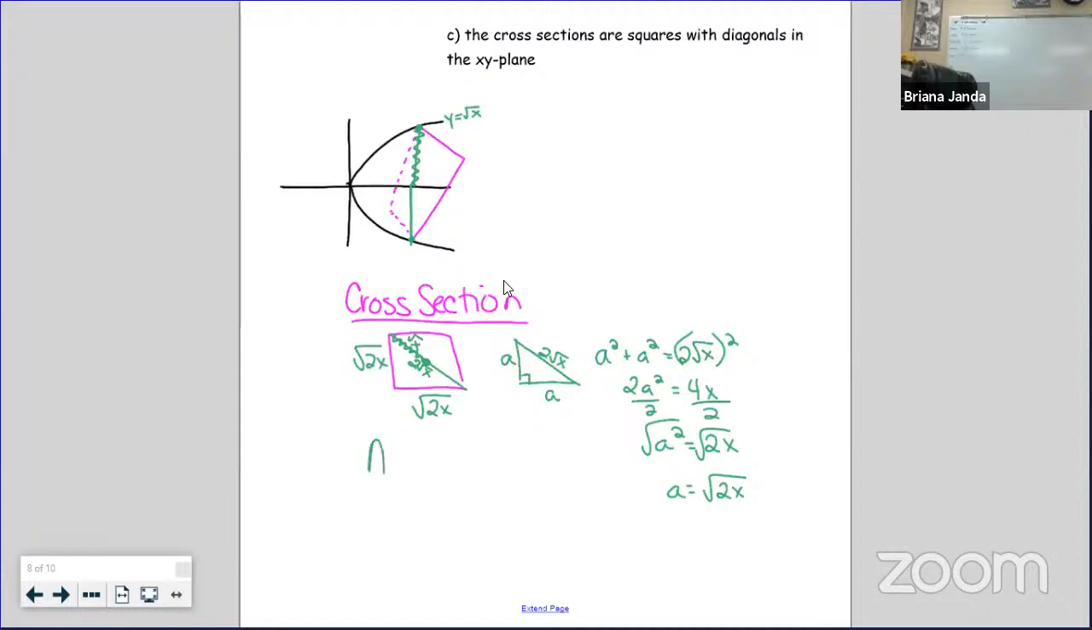Now we can come back over here and find what we needed. The area of that square, which would be our side length squared. And we just figured out that our side length is square root of 2x, which means our area is 2x. Now we can go do our volume. Again, from the information we had earlier, we're going along our x-axis from 0 to 4. Our area is 2x dx.